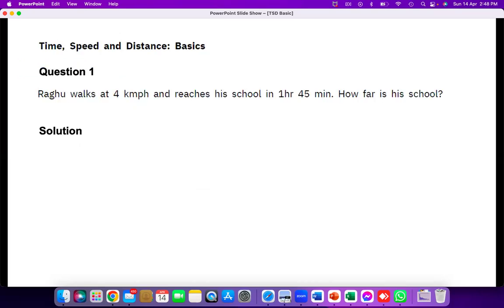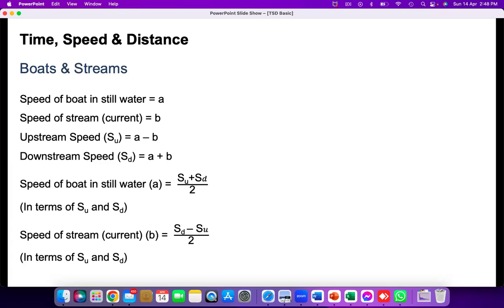So can I note that earlier? Yeah, I'll share the deck also, but if you want, you can note down.